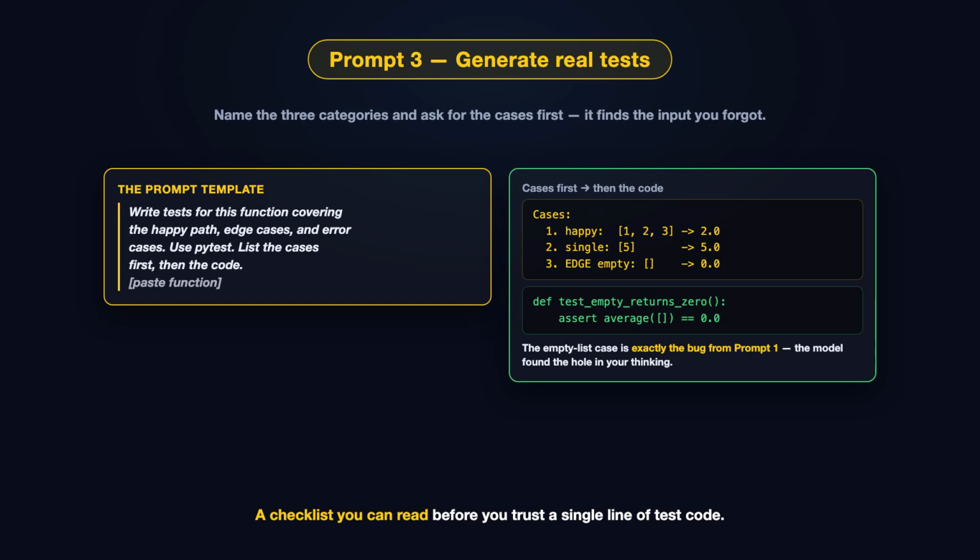Watch what it surfaces. For our average function it lists, happy path, a normal list, a single element, and, here's the one you forgot, the empty list. It writes a test asserting that average of an empty list returns 0.0, which is exactly the edge case that crashed us 2 prompts ago. The model found the hole in your own thinking. That empty input case is the whole reason to ask for tests this way.